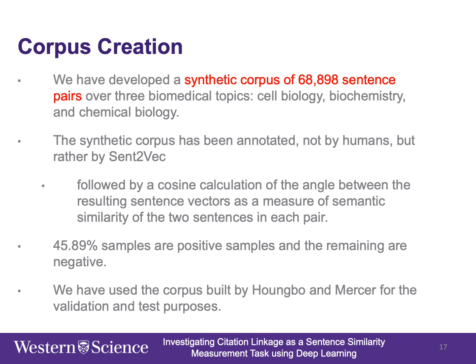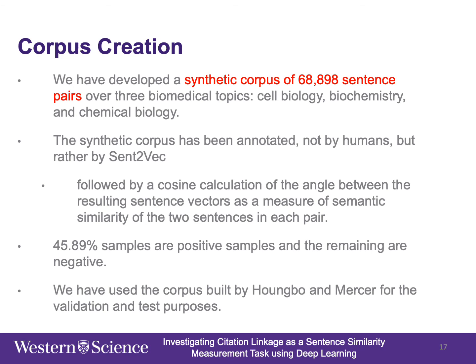So for that reason, we have developed our own synthetic corpus of 68,898 sentence pairs from 3 different biomedical subdomains: cell biology, biochemistry, and chemical biology. We are calling this corpus synthetic because it was not annotated by humans, rather by the unsupervised sentence embedding model Sent2Vec.